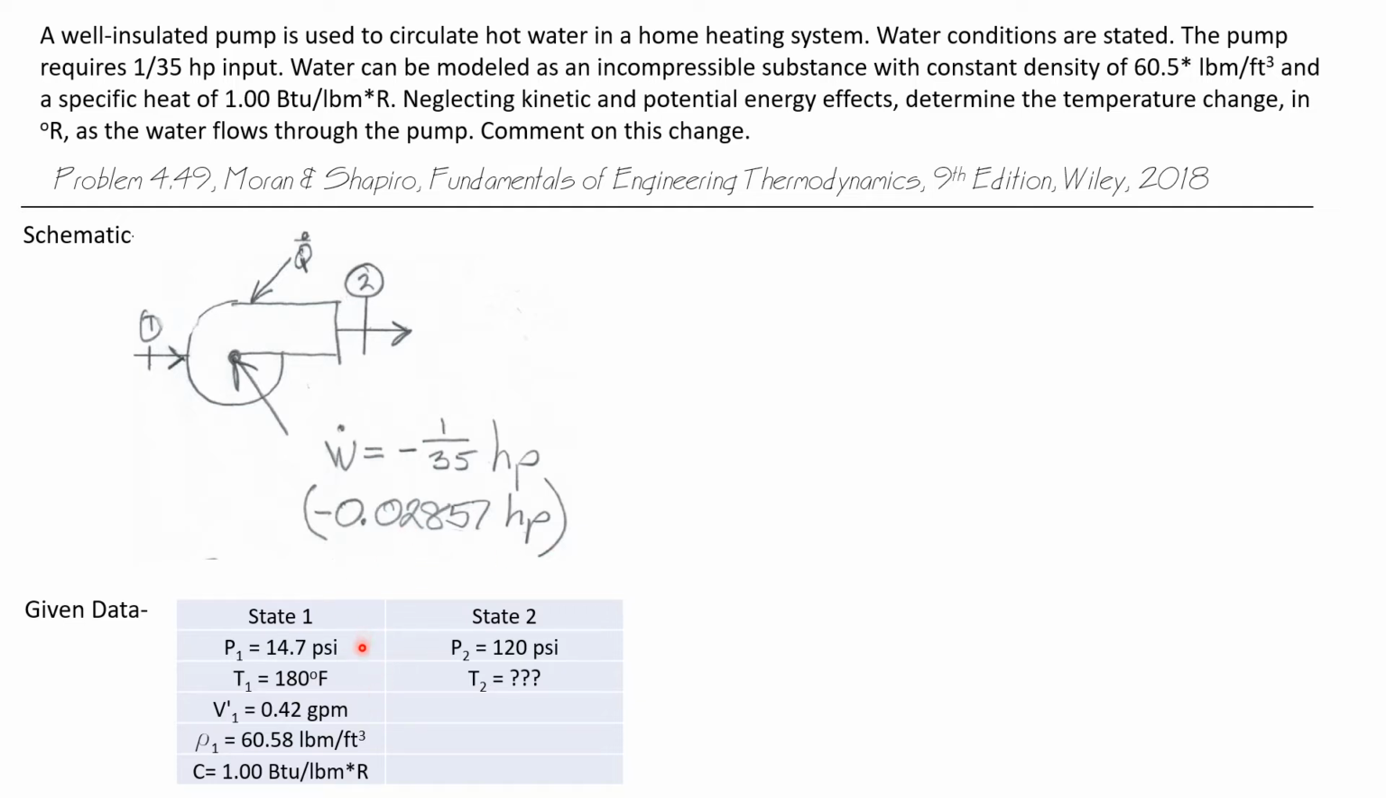So let's look at what we know. At state 1, the pressure is 14.7 psi. At state 1, the temperature is 180 degrees Fahrenheit. The volumetric flow rate at the inlet is 0.42 gallons per minute. The density of the water at the inlet is 60.58 pounds mass per cubic foot. And the specific heat of the water at this temperature is 1 BTU per pound mass degree R.